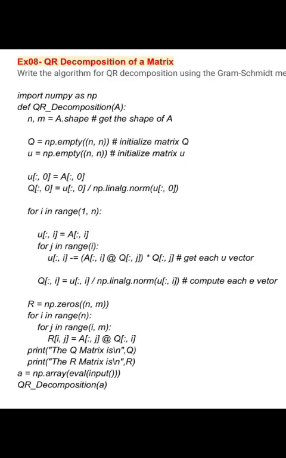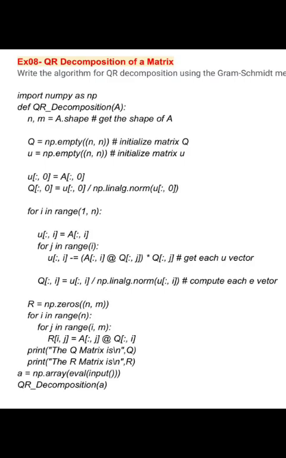Initializing Q and U. Q will eventually store the orthonormal vectors, the columns of the Q matrix, and U is for storing intermediate vectors during the Gram-Schmidt process. Initializing the first column: take the first column of A and store it in U colon comma 0, and normalize the vector to create the first orthonormal vector in Q.